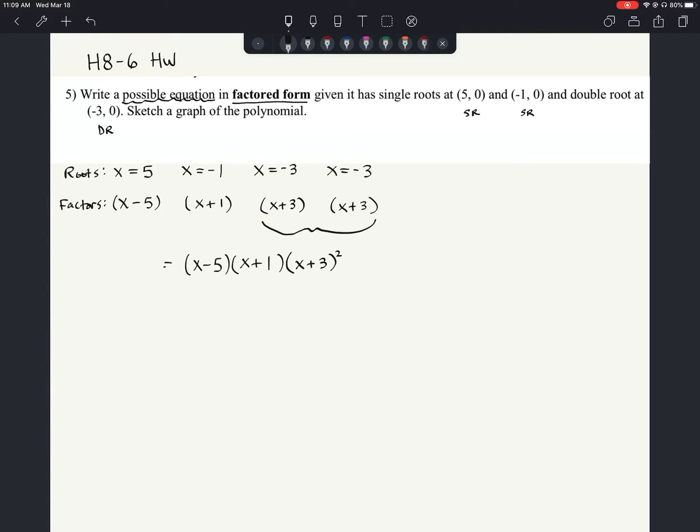So this one has no mention at all of a stretch factor or its orientation. So I'm going to just leave it as a positive function there. And this would be the factored form that I'm looking for.